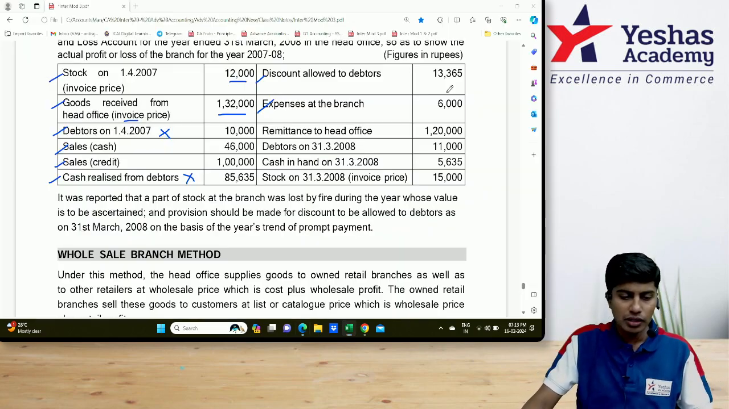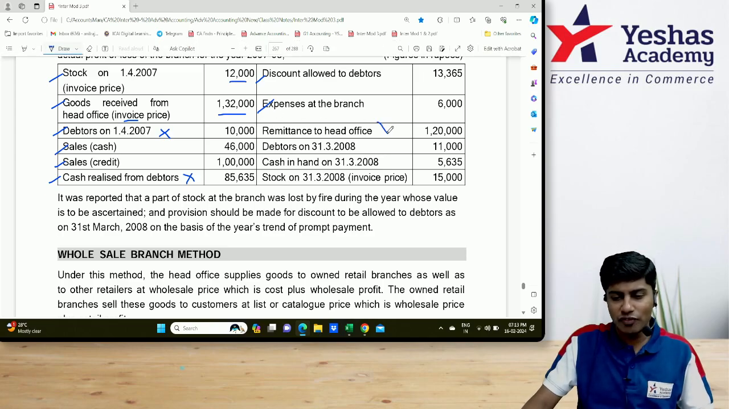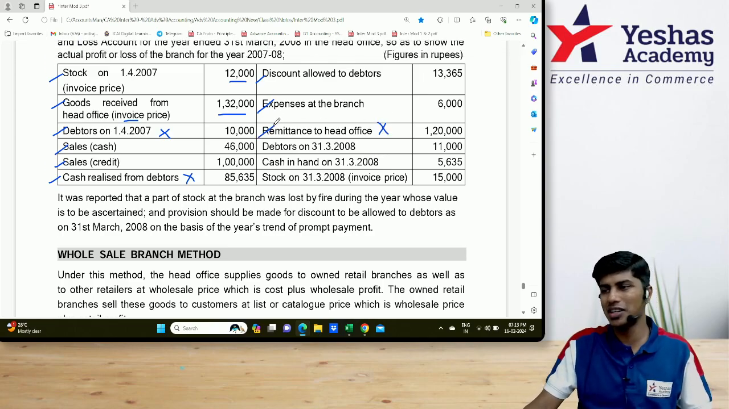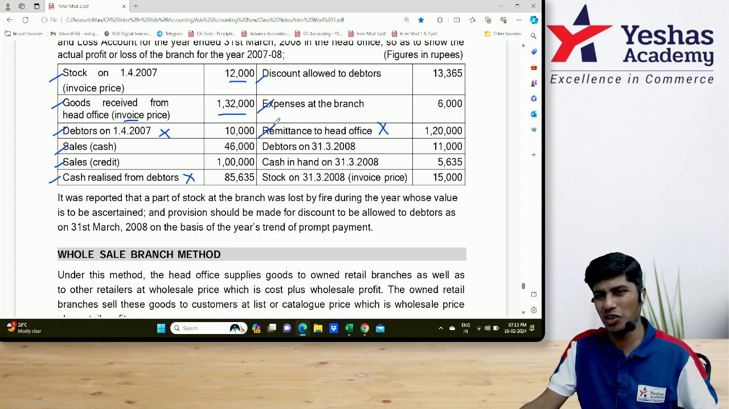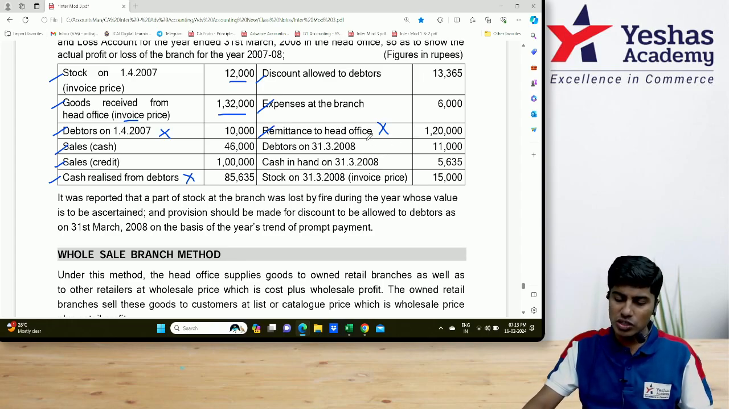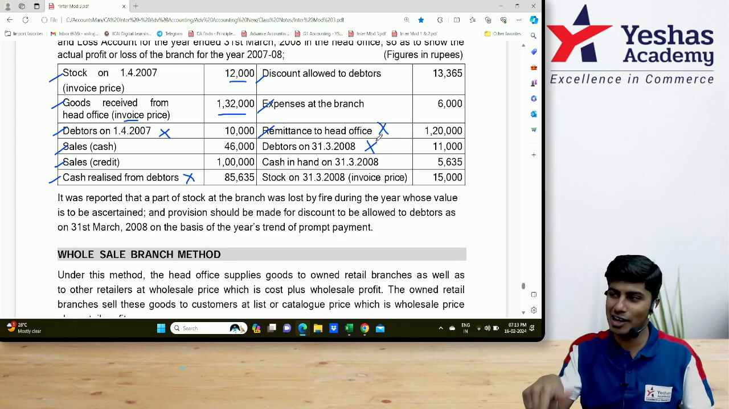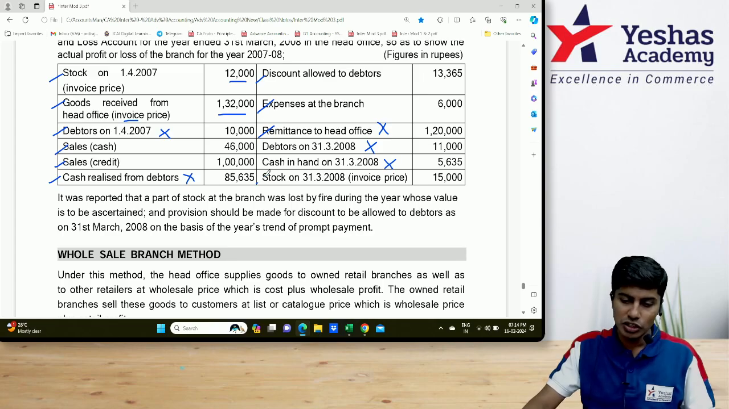After that, I have remittances to head office. This again has no significance. It is not expense, not income. You will not write in trading or P&L. Closing balance of debtors. Again, right now it looks like no significance. Later it will come handy. I won't tell you now. Wait till the end of the problem. Cash, no significance. Ignore.